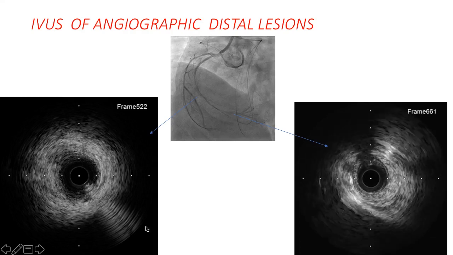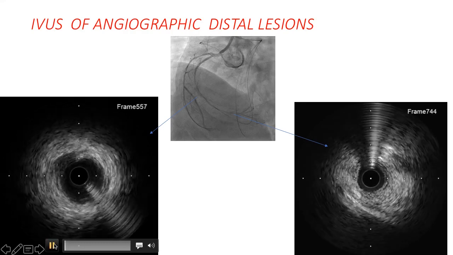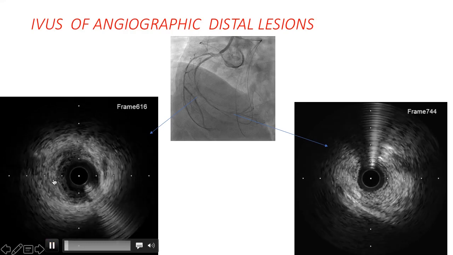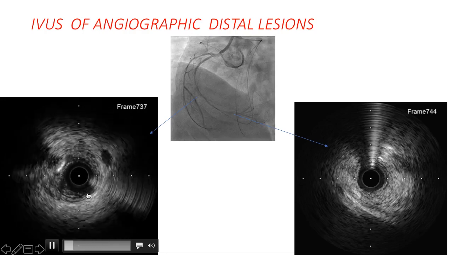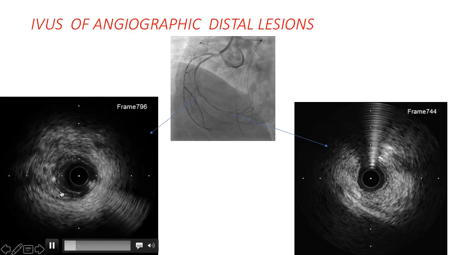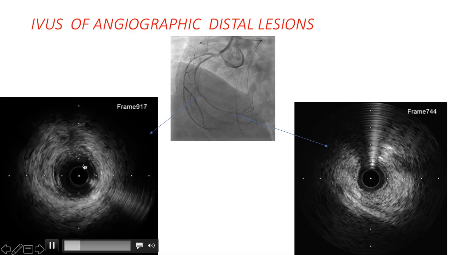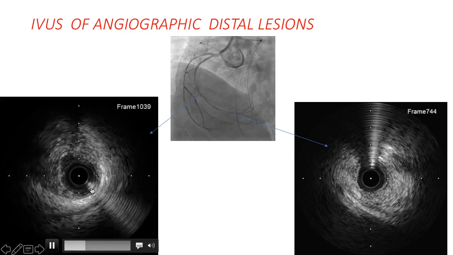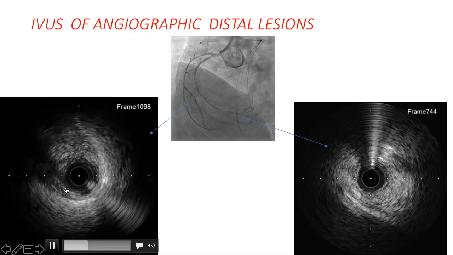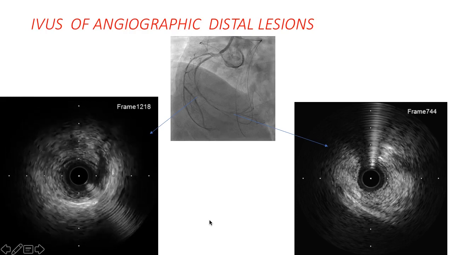This is the PLVB, and this is the mid RCA, which has not much of a block in the vessel, and we can see the vessel is hardly 2 millimeters in size. It's less than 2 millimeters, around 1.75 and maximum up to 2 millimeters. There is not much of a block here, so by and large it looked like negative remodeling.